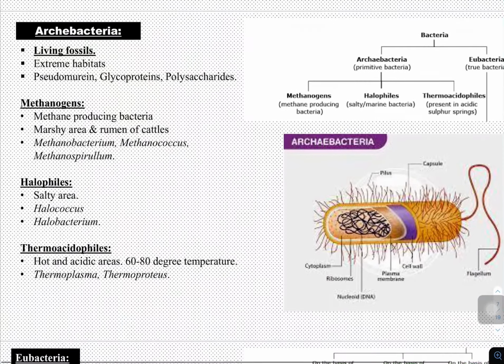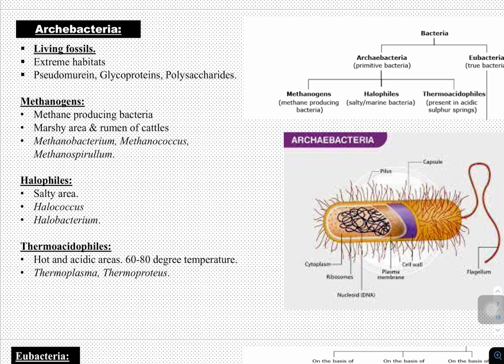Next, coming to Archaebacteria. Archaebacteria are called living fossils. Why? Because when the earth first formed, the first form of life that appeared on earth was Archaebacteria. Hence they are called living fossils. Even today they are present and they have many messages within their genetic material. If we analyze the genetic material of Archaebacteria, we will come to know all the aspects of evolution.